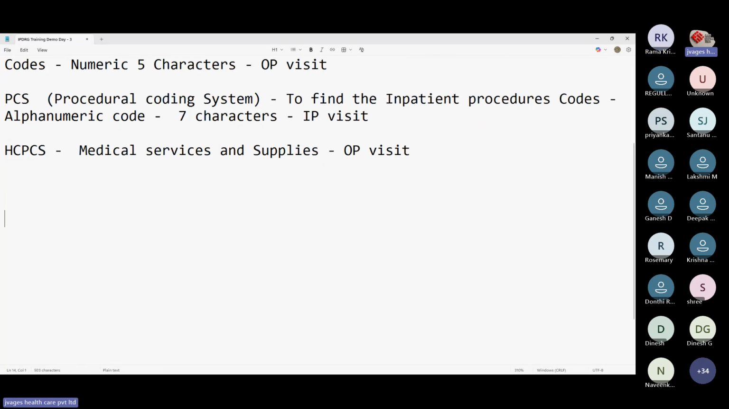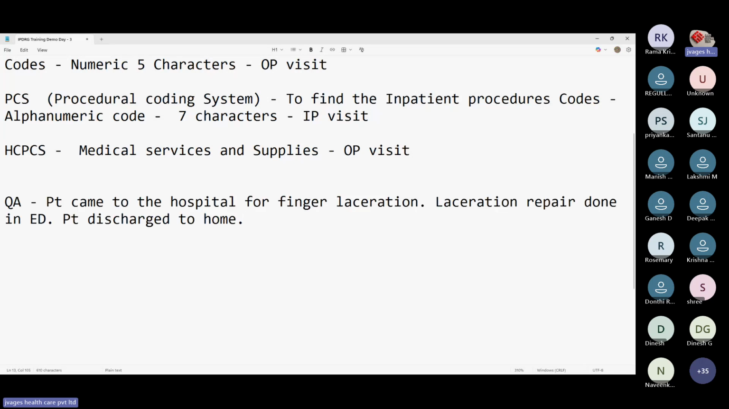Next, I'm going to give you simple questions to identify which type of code sets we need to use, which kind of code books we need to use. I'm going to give you one simple question. For example, the patient came to the hospital for finger laceration. The laceration repair was done in the emergency department. The patient was discharged to home.